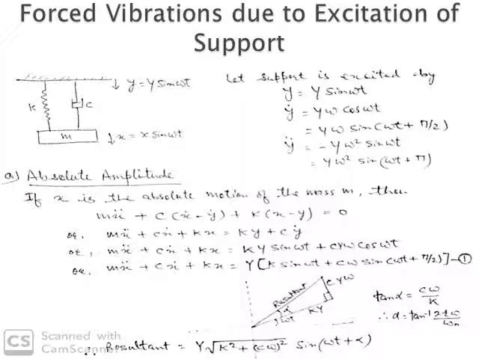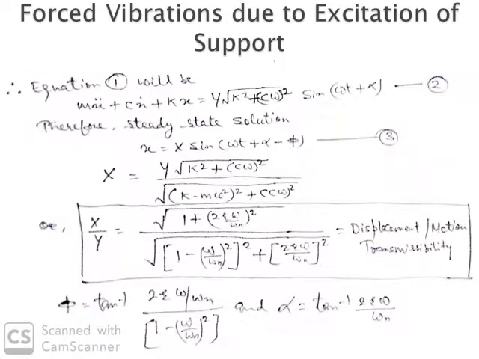So the resultant of this equation can be written as y under root k squared plus (c omega) squared, times sin of omega t plus alpha. So equation 1 will be m x double dot plus c x dot plus k x equals y under the root k squared plus (c omega) squared, sin omega t plus alpha.